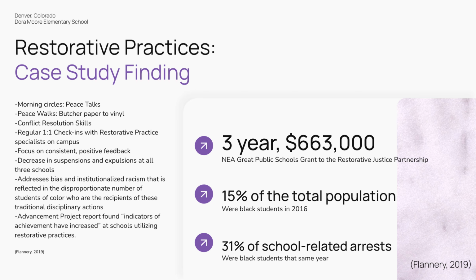And just some examples of what they are doing specifically at Doramore Elementary. They are doing morning circles, those peace talks that I talked to you about. They call their morning circles peace talks. These are silly talks, icebreakers, and questions to get kids interacting with each other and staff to build those relationships and build that buy-in. The peace walks, again, I talked about the butcher paper, that really cool physical component to doing the restorative conversations.